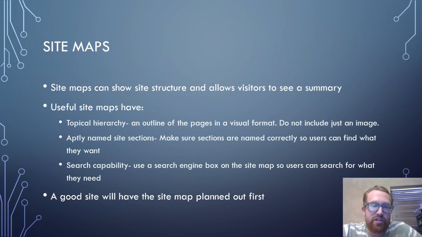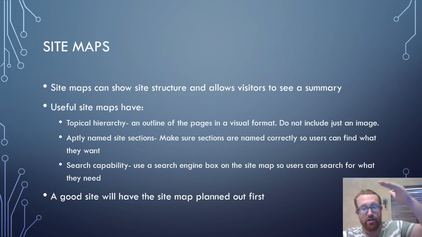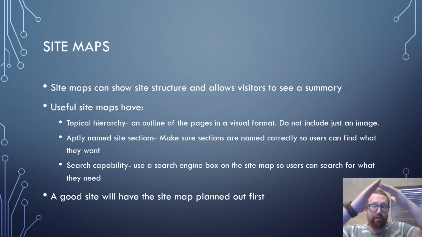The text also mentions sitemaps, and we talked a little bit about this in previous units. Sitemaps can show site structure and allow visitors to see a summary of the page. It's essentially a nice list of all of the pages in your website. Useful sitemaps have a topical hierarchy, which means they have an outline of the pages in a visual format, starting with your home page and working down into the individual pages. Okay.